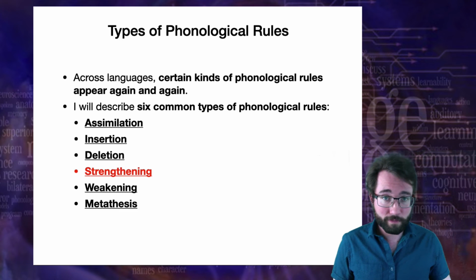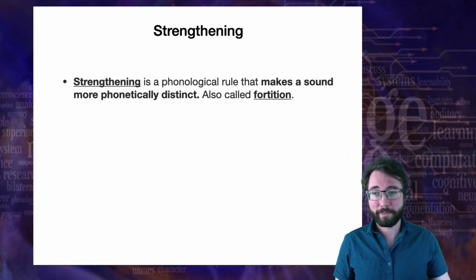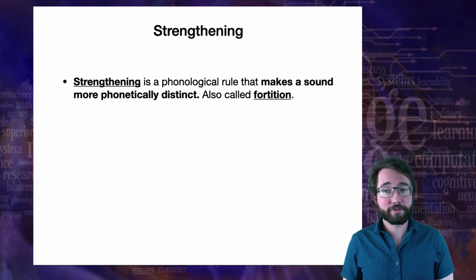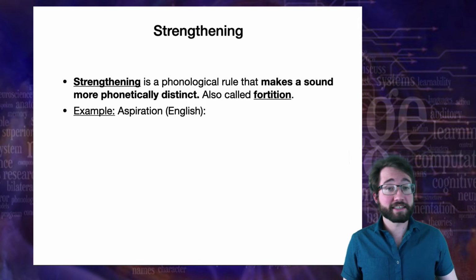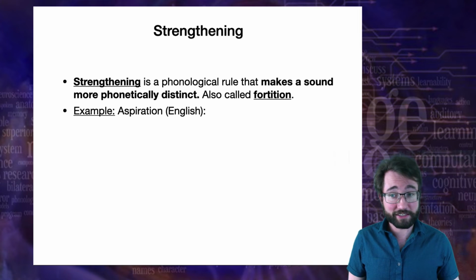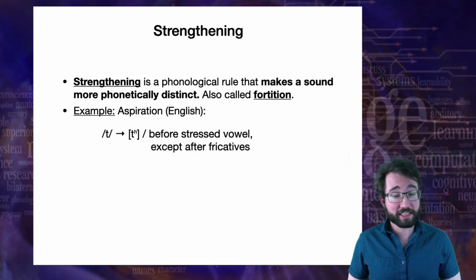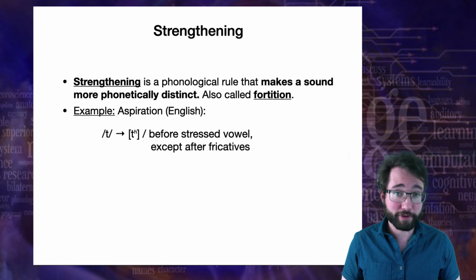The next kind of rule is strengthening. Strengthening is any kind of phonological rule that has the function of making a sound more phonetically distinct. It's also called fortition. That's the more technical term for this. An example of this is the aspiration rule that we've been paying so close attention to in English. So in English, we have this rule that says the phoneme T is expressed as the sound aspirated T when it appears before a stressed vowel except after fricatives.